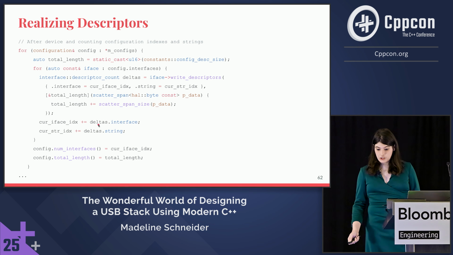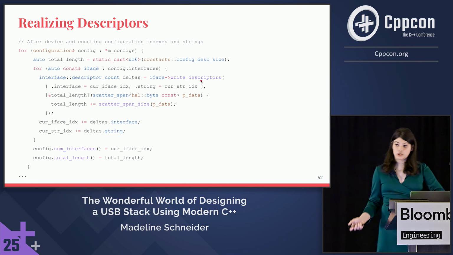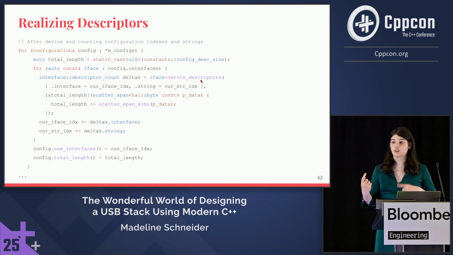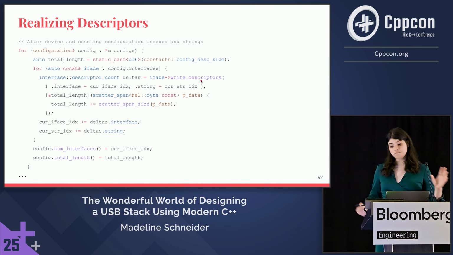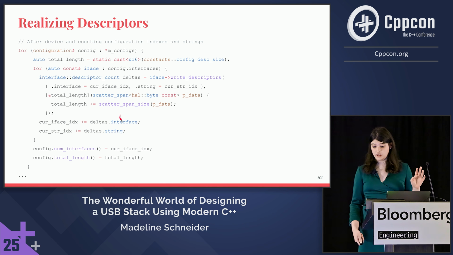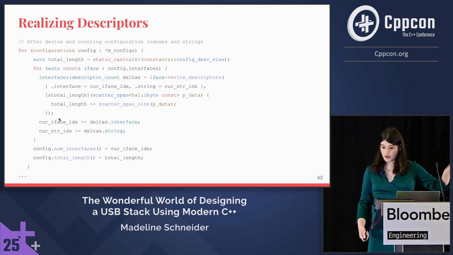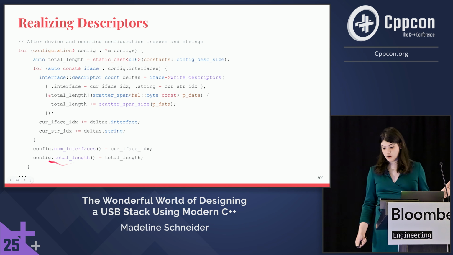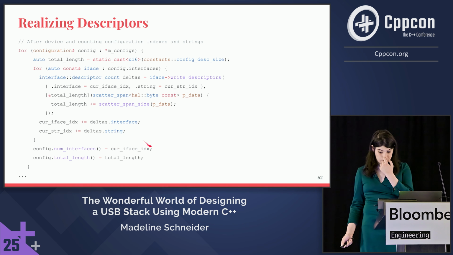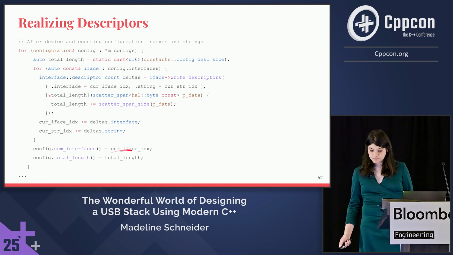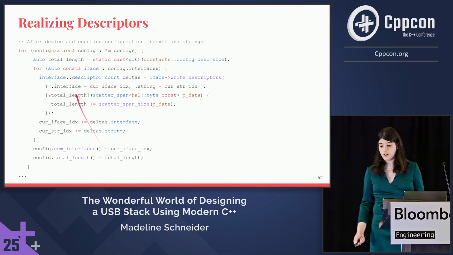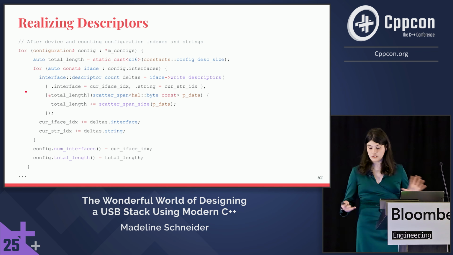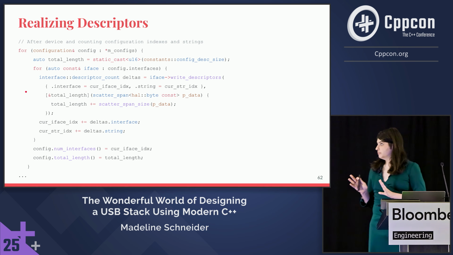So remember the write descriptor function returns back how many interfaces and how many indexes for interfaces and strings it's used. And we simply just add those to our count for the next go around, for the next interface in this configuration. When we're all done, we assign the number of interfaces by the number we calculated. And then we assign the total length by the number we calculated. So yeah, that's realization. Not so scary now.